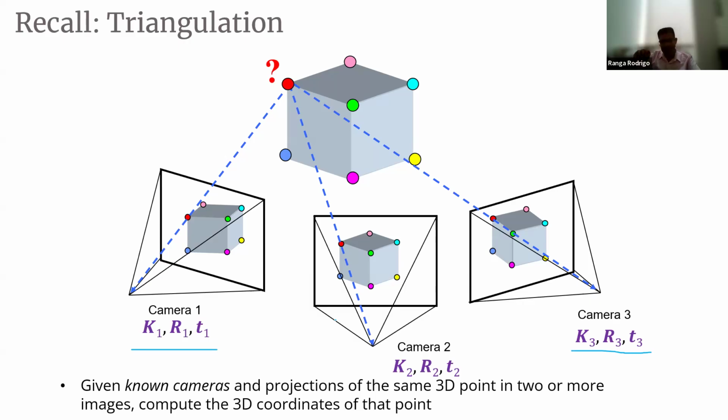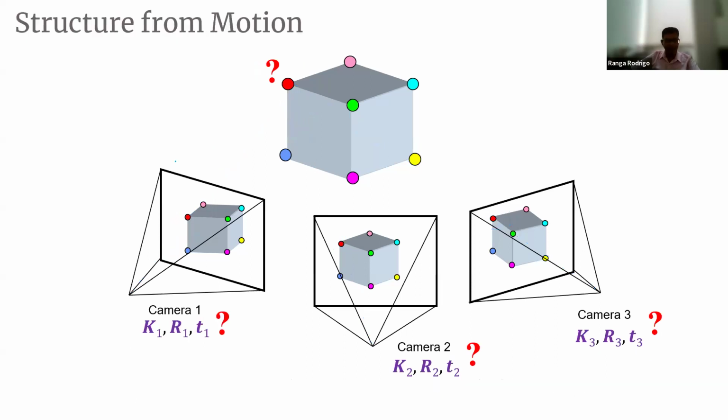What is triangulation? In triangulation, the parameters K1, R1, T1, K2, R2, T2, K3, R3, T3 are known. That means the cameras' locations, poses and intrinsic parameters we know. Given the known cameras and projections of the same 3D point in two or more images, so we know the points are corresponding, what is the 3D location of that point? Compute the 3D coordinates of that point. That is called triangulation.